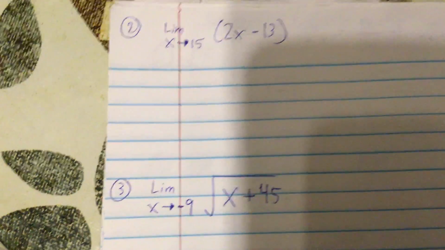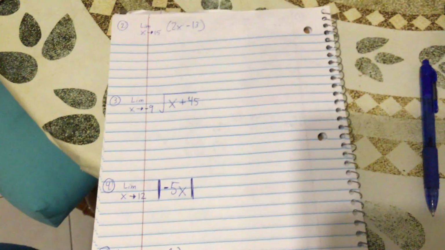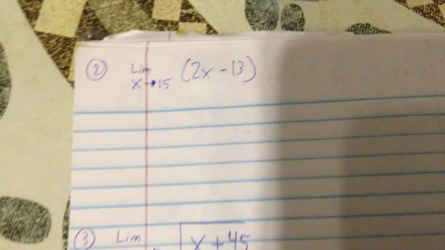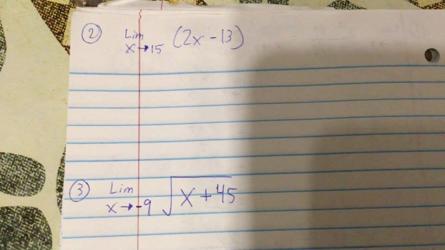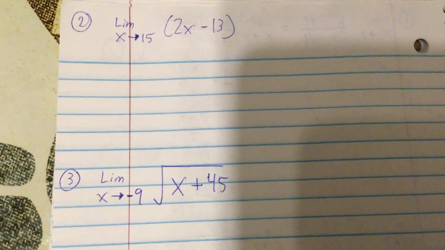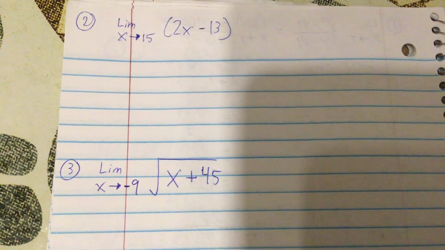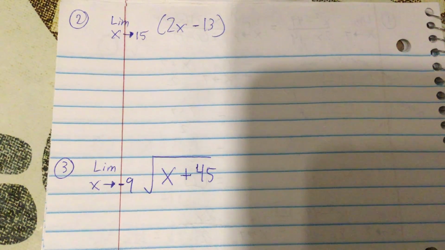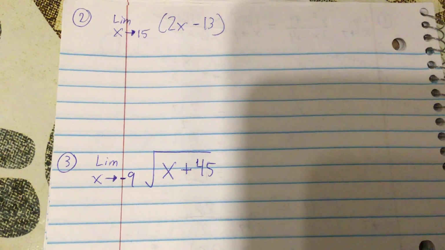Okay, number 2. And I just put these out here rapid fire, numbers 2, 3, 4, and 5, just to get you comfortable for what's coming up in August when you guys go to college, leave me and never come back and visit. Anyway, so 2x minus 13 is the function, but we're trying to approach x equals 15 from the left and the right.